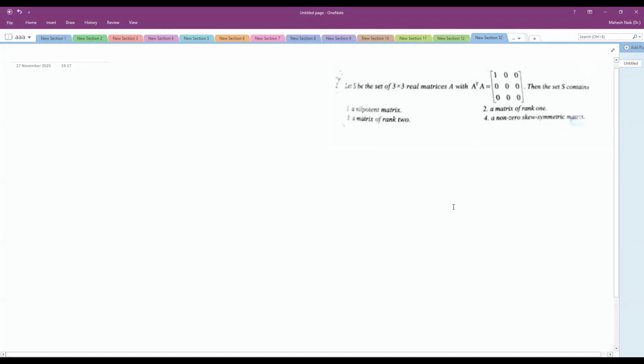Is this question visible? It's a bit blurred. Make it a little bit larger.